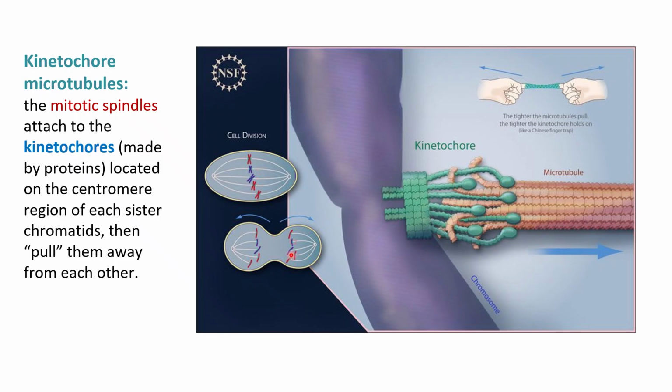So you'll see them kind of being pulled each way here, and that's happening during some of the next phases. But again, these mitotic spindle fibers are attaching to these kinetochores, those proteins on the centromere, and then acting to pull those chromatids apart.